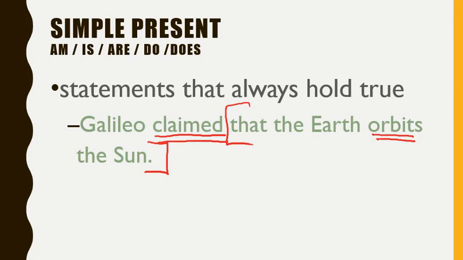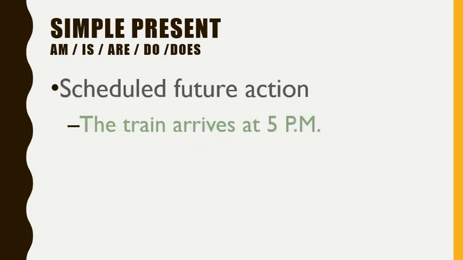If Galileo had said that my house burned down, that's an event that is locked into time in the past. So we would say "Galileo claimed that his house burned down" in the past tense. But when we have a true fact that doesn't change, we'll use the present tense for that. Scheduled future action. Actions that are scheduled, like train schedule, airline schedule, also movie times, things of that nature that will take place in the future, but we know about the schedule. We know exactly when it will happen. Then we'll use the present tense to talk about it.